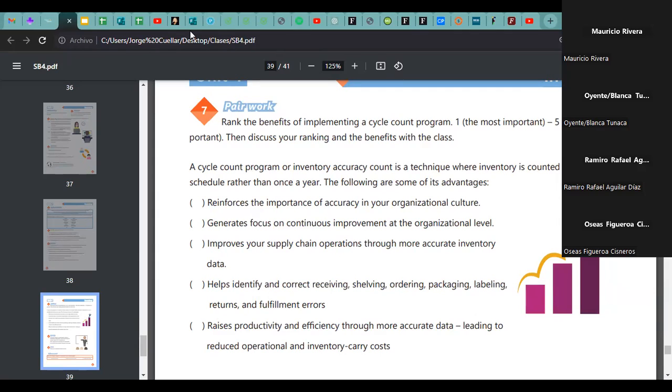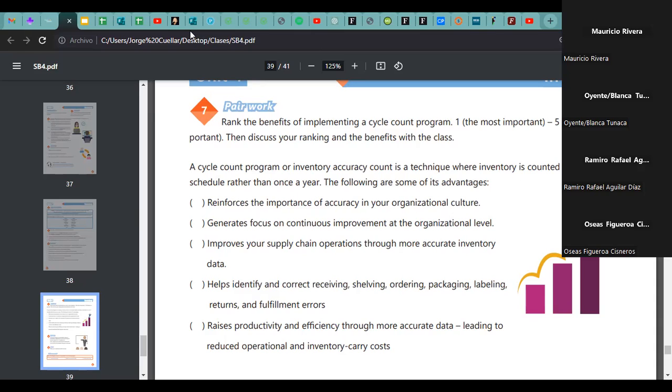Okay, so let's check it out. Cycle inventory count is a technique where inventory is counted on a cyclic schedule rather than once a year. The following are some of its advantages. So which one do you believe is the most important, the number one? For me, number one is reinforces the importance of accuracy in your organization culture. Very good. That is very important because if everybody is aware that accuracy is important, then you don't have to go and count. Everything is going to be in good conditions all the time. Right? All right, that is number one.